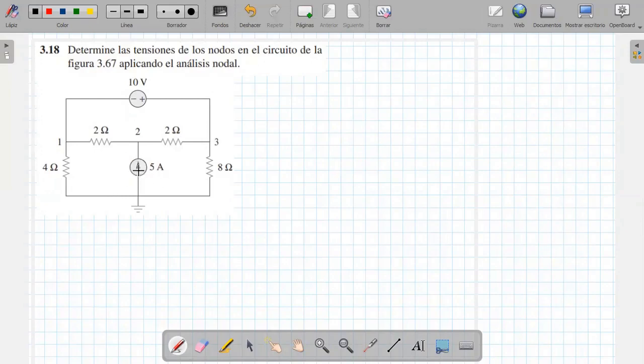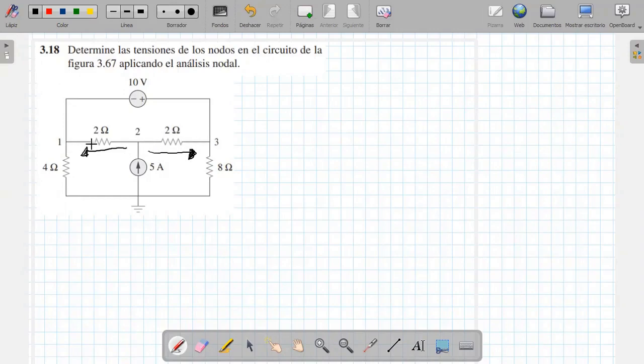This is a current source that enters at this point and has to take its path in different directions. I can say that one of them goes to the left and the other goes to the right, towards here. In other words, the current that enters at this point is divided into a branch to the left and another branch to the right.